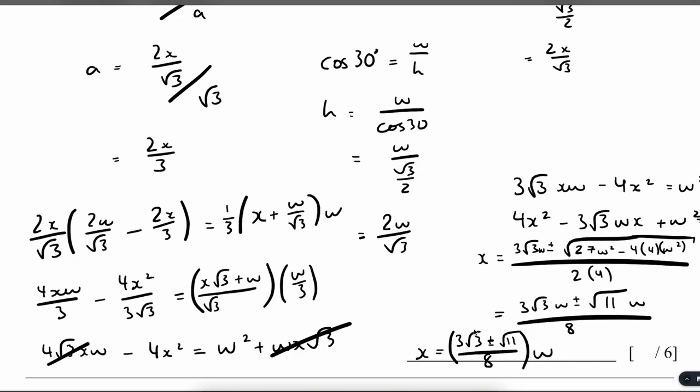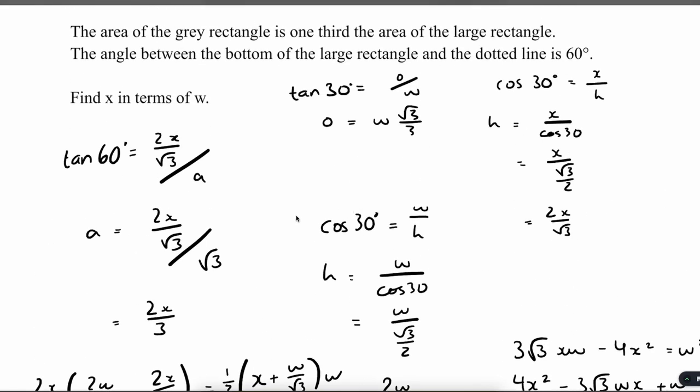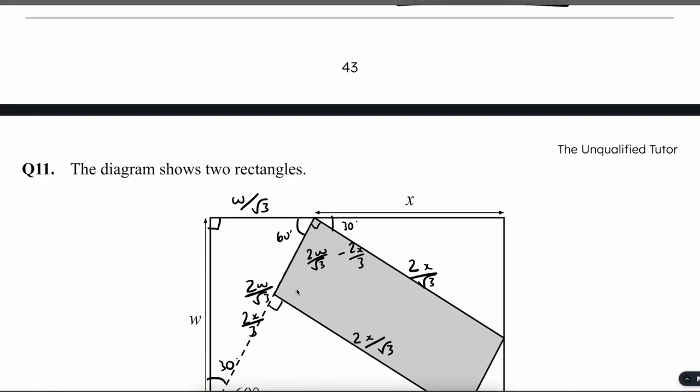Now, considering if we try and make x negative by using the negative here, you can never actually make x negative because this is root 27 minus root 11, which is positive still. So it can still take either of these values. So there are really two solutions for x in terms of w.